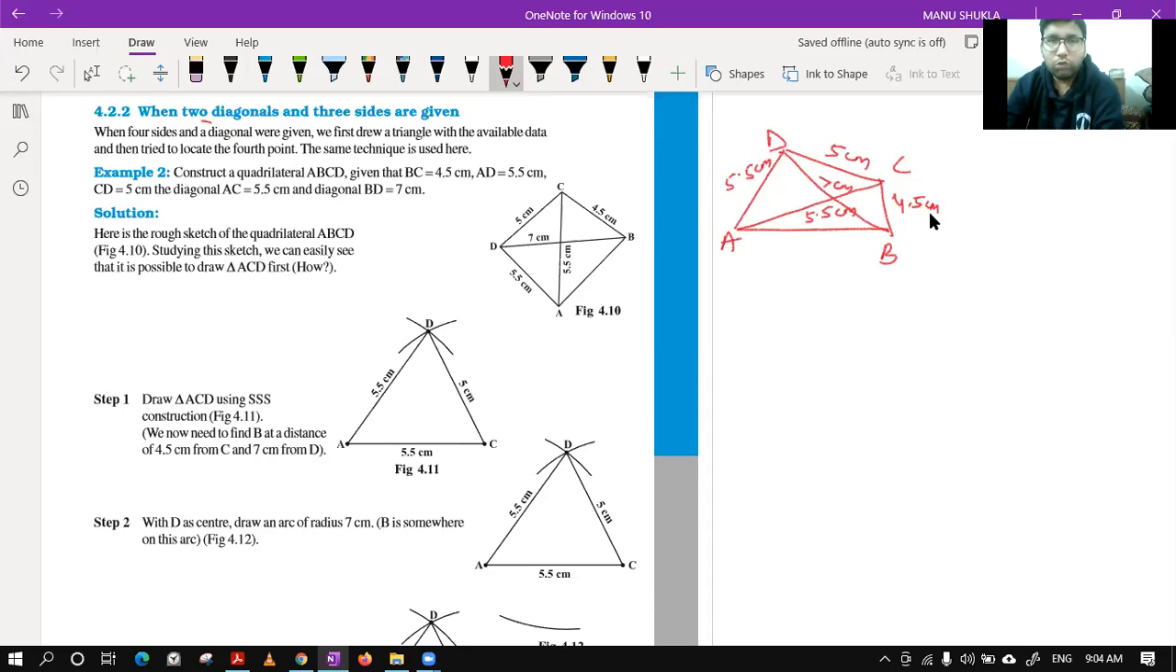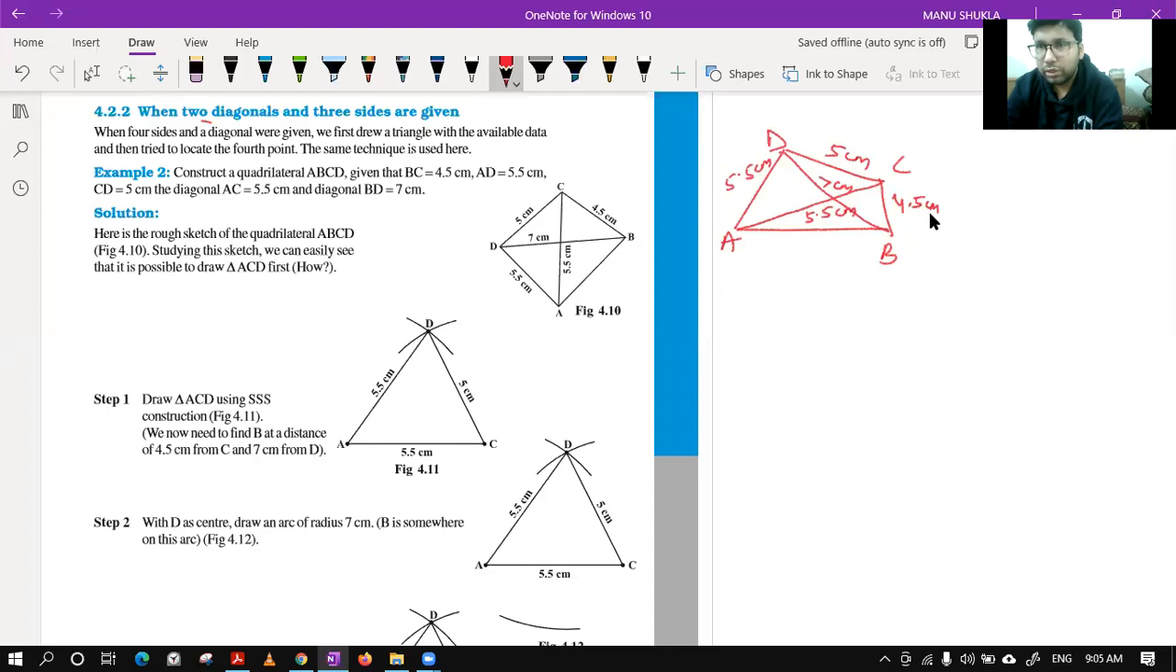Now tell me, how will you proceed? Class, how will you proceed in this one? First, you will draw what? Normally, we try to draw the base as the longest side, but it is not a compulsion. Class, please tell me, what should we take as the base in this question? If you want, you can go for AC as the base. If you want, you can go for BD also. It is your choice.